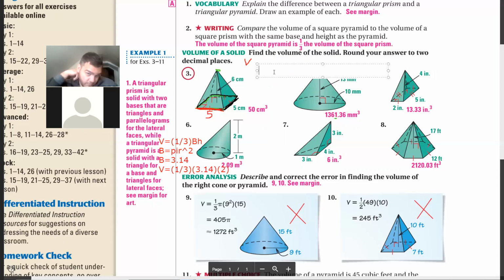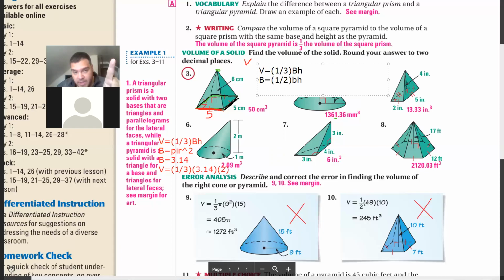The base is a triangle. Good. And that's 1/2 times bh, and it's a lowercase b. So what is the B and what is the H? Wait, I thought B doesn't equal anything. Capital B is going to be an amalgamation of whatever numbers, whatever formula you need to use, which is length times width.